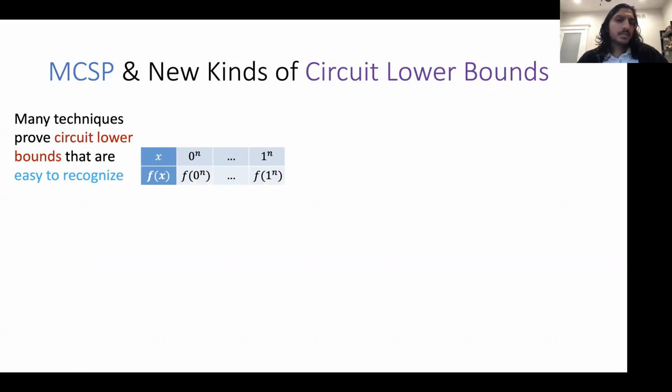What do I mean by that? It means that if you look at the truth table of the function that it proves a hardness result for, it's very easy to see, oh okay, yeah, that actually is a hard function.